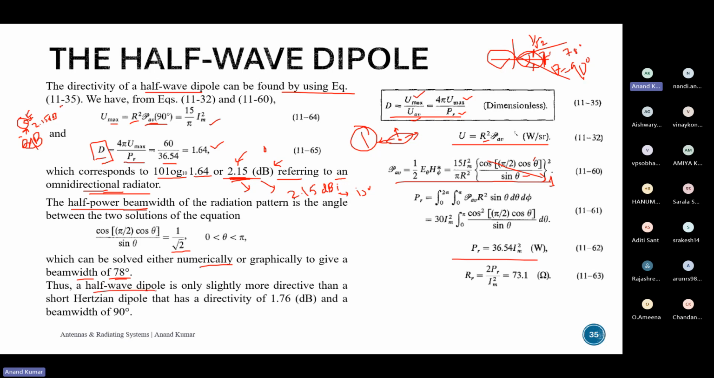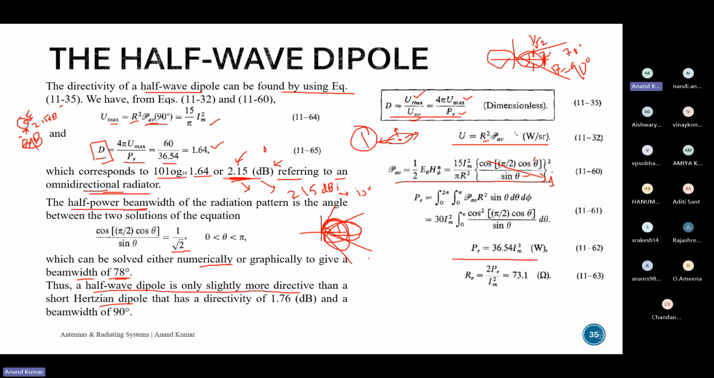Which is only slightly different from a Hertzian dipole. If you remember, for a Hertzian dipole, it was 90 degrees, right? So this was much more like this, and this angle was 90 degrees, and for this dipole, this is slightly more directive. So we have a smaller beam width.